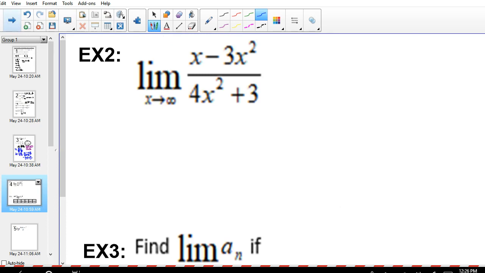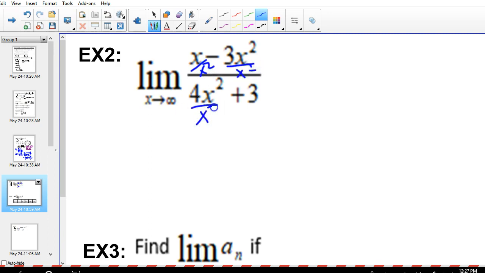All right, so for example 2, we want the limit as x approaches infinity of x minus 3x squared over 4x squared plus 3. I told you on the last one we need to divide by the highest exponent in the denominator. So Liliana, what will I divide by for this problem? The x squared, right? So I'm going to divide all of my terms by x squared, and I'm going to be a little bit lazier on this. I'm going to do this like I normally would.